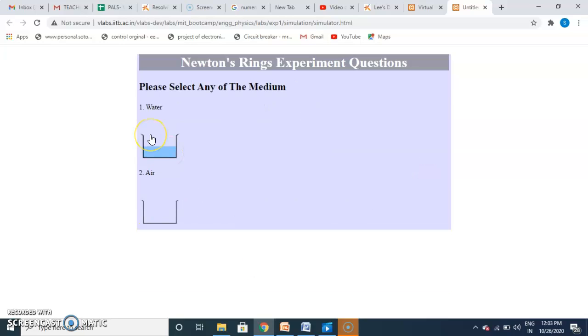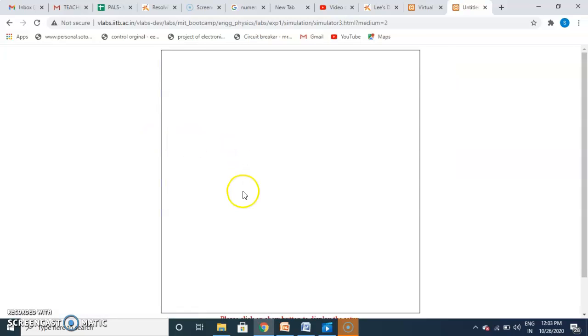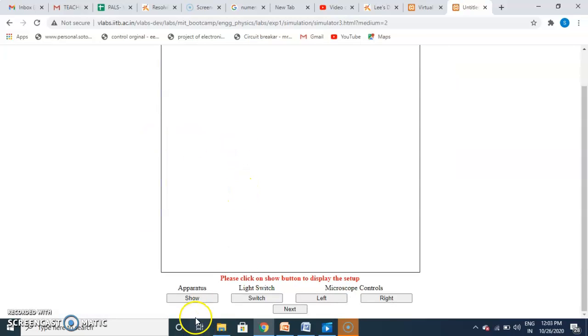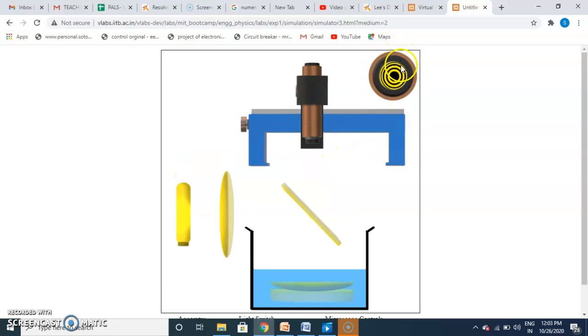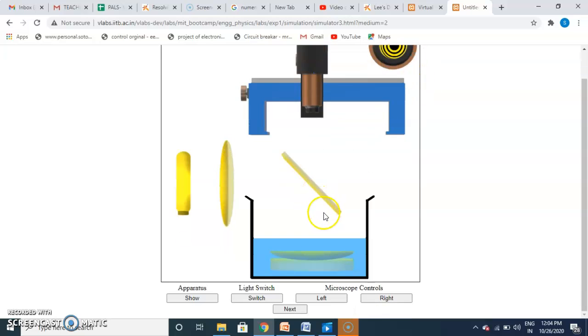I'm going for the simulator. Select any medium. I selected water. Now you just select show the apparatus, so that it will show you the telescope, the glass plate and the convex lens. Okay, switch off the light, so that the Newton's rings get formed. That is because of the superposition of the light waves.